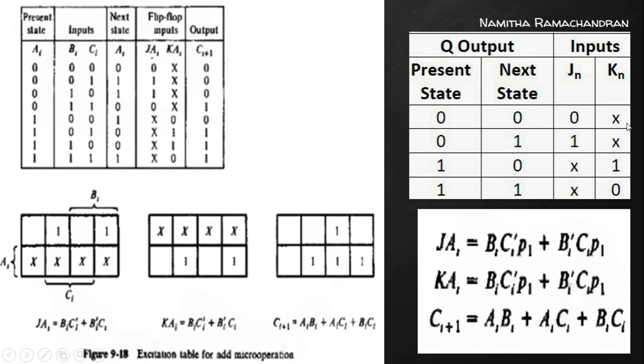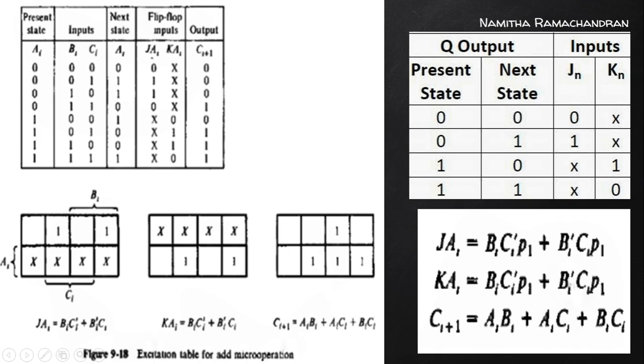0 and don't care. Right? And if the present state is 0 and the next state is 1, then the J and K input is 1, don't care. And present state 1, next state 0: the J input may be anything, that is why this is don't care, but the K input must be 1. And present state 1, next state 1: the J input may be anything, that is why this is don't care here, and K must be 0.